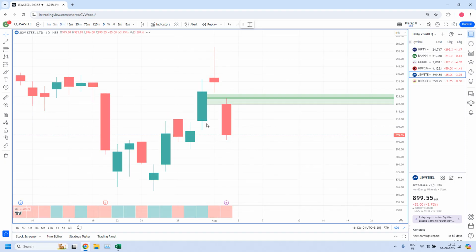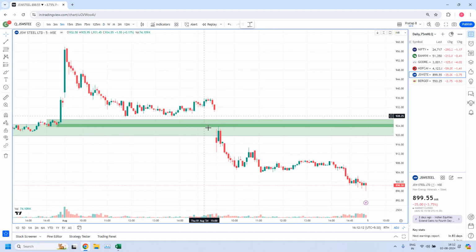Go to the 5 minutes, and you will see here, the price opened just below the high liquidity zone. That means the zone itself is violated. So there is no question of planning a trade on this.